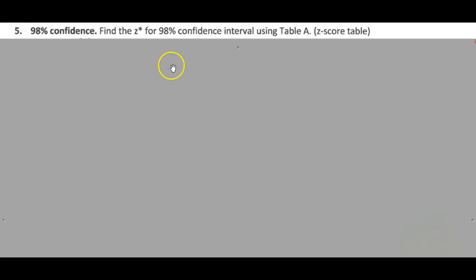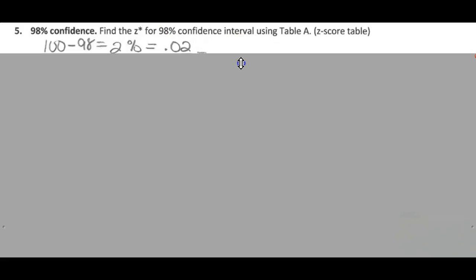Okay, practice. We want to find the z-score for a 98% confidence interval using table A. I wish I knew how to split screen this, but I'm going to show you how to find this on your z-score table, just to be sure that everybody knows how to do it.